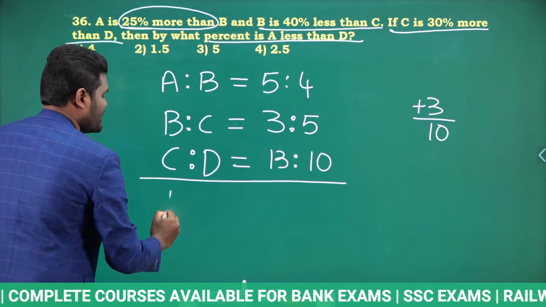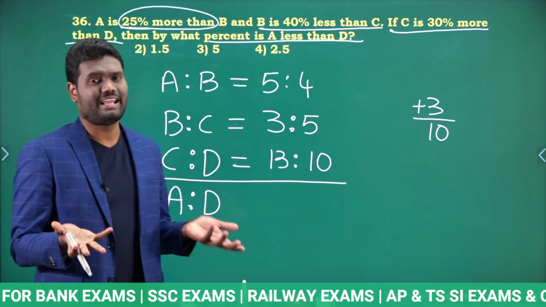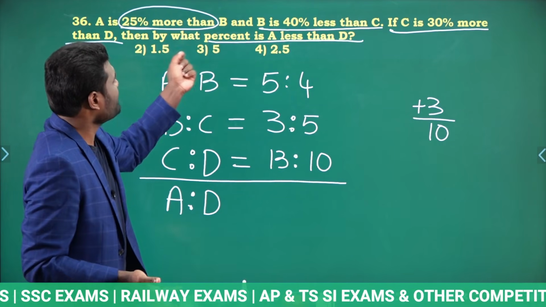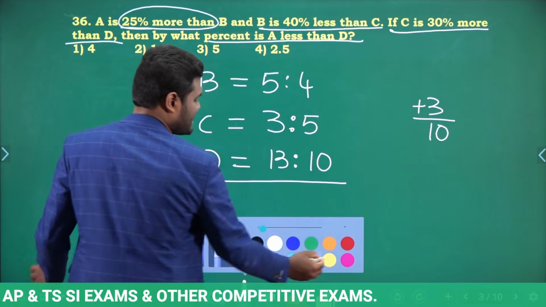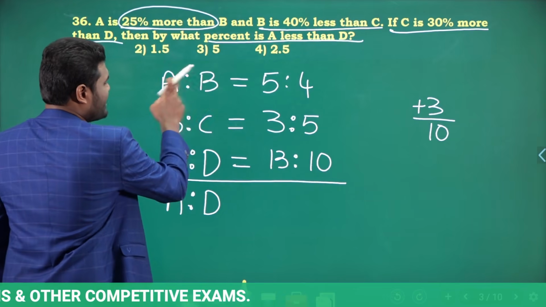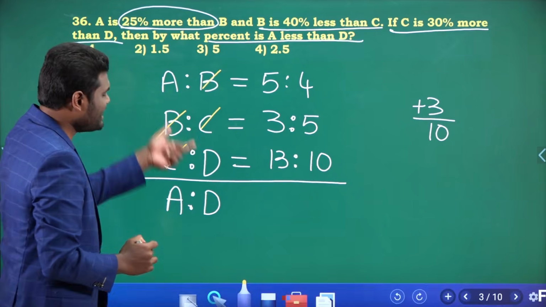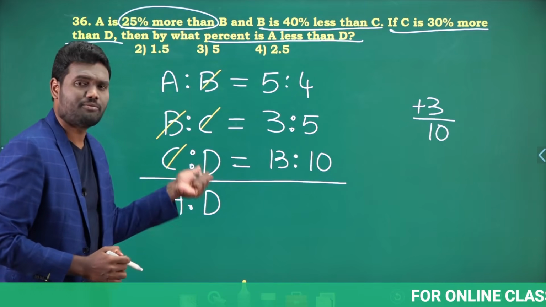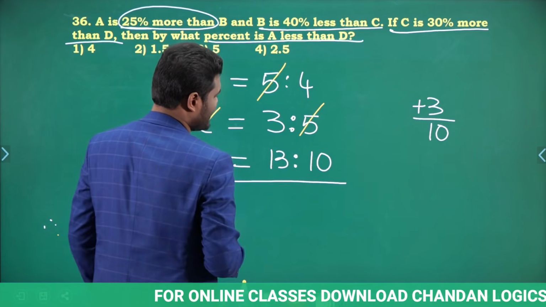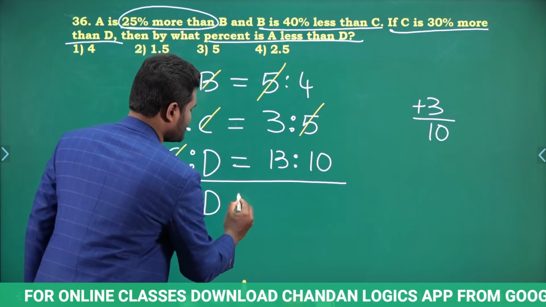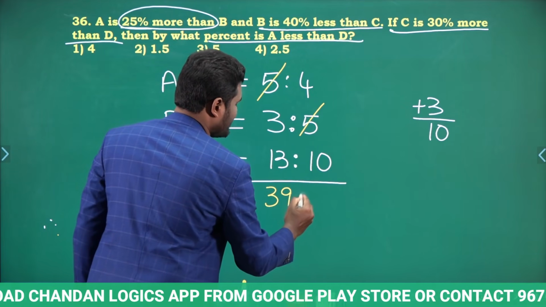Now what you need to do is calculate the ratio between A and D. Once you calculate the ratio between A and D, then I can say what percent A is less than D. Now calculate it. This is very simple. Why? Because if you observe AB, BC, CD, the B's cancel, the C's cancel, and I directly come across AD. The same concept will come up in ratio and proportions also. When you calculate it, 5 gets cancelled. Any more cancellations? No more cancellations. Now if you multiply this, 3 into 13 is 39.